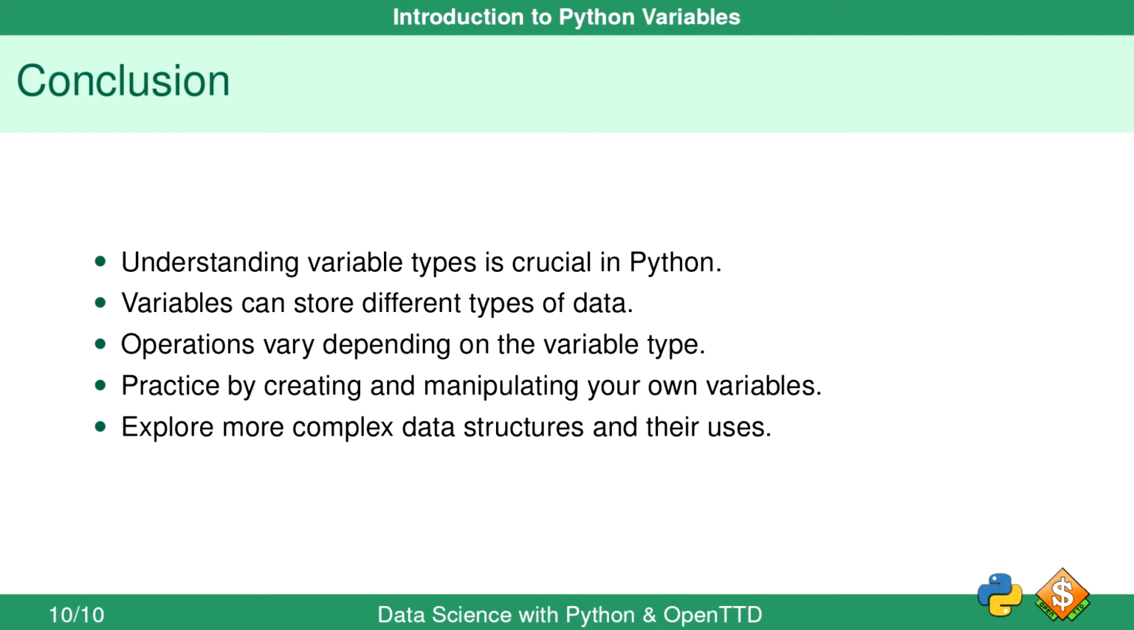In conclusion, understanding variable types is crucial when programming in Python. Variables can store different types of data, such as numbers, text, lists, and dictionaries. Operations on variables vary depending on their type. I encourage you to practice by creating and manipulating your own variables. Try adding and removing elements in lists and dictionaries and referencing individual elements.